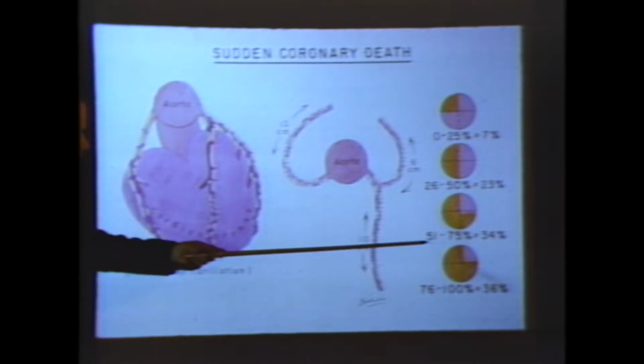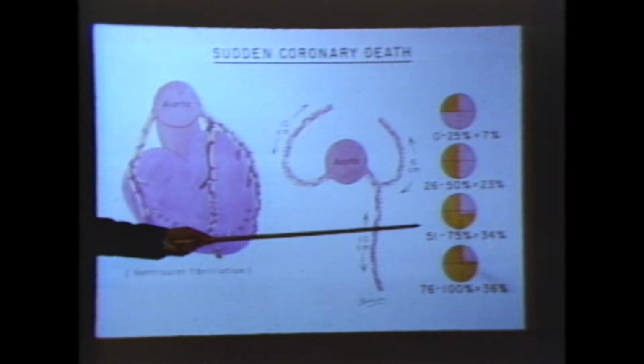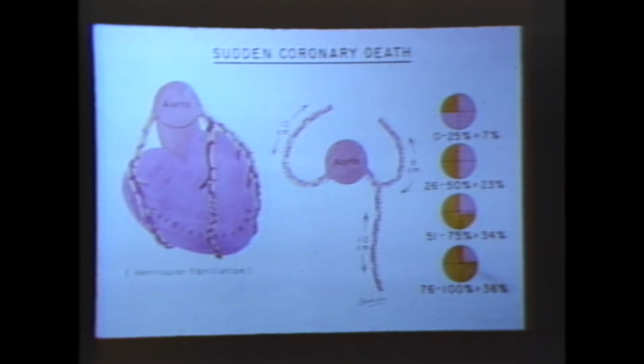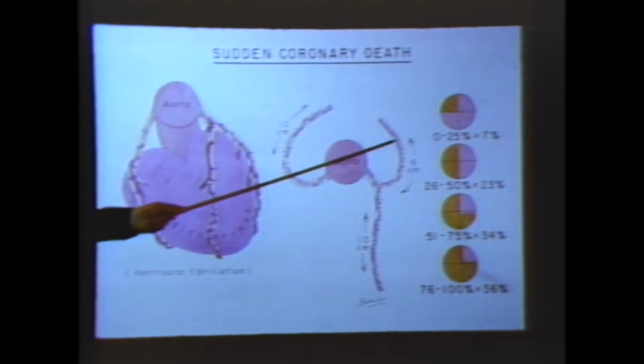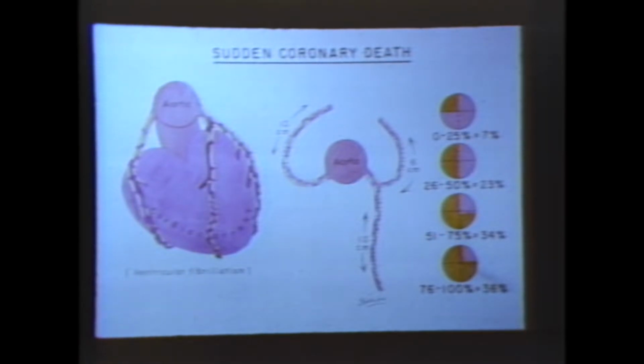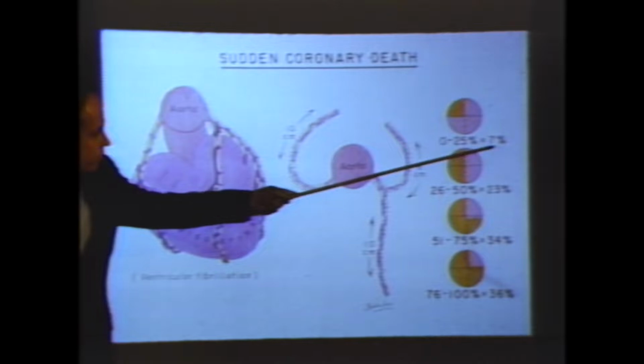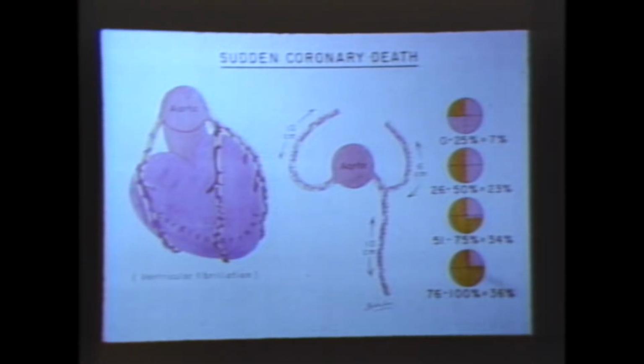Another 34% narrowed 51 to 75%, which means that 70% of these segments were narrowed greater than 50% in cross-sectional area. When I was in medical school, I was taught that coronary atherosclerosis was a focal process, meaning, I presume, that it's present in one artery, not present in another, or it's present in one segment of one artery and not present in another segment of that artery. Well, look at this number, 7%, which means that only 7% of those segments were narrowed 25% or less. In other words, very unusual to have a normal segment.